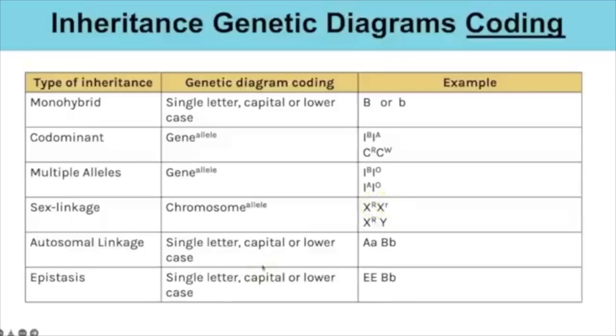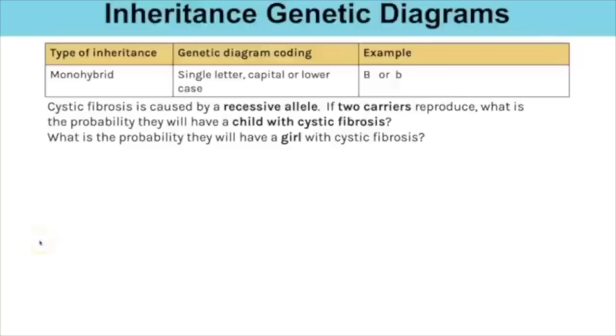Autosomal linkage is always linked to dihybrid because it's looking at the inheritance of 2 genes found on the same chromosome. So we can still use the capital and lowercase, but we'd have 2 different letters representing the 2 different genes. Epistasis would be the same idea as well, because they often don't link it to any of the other types of inheritance because epistasis is complicated enough. So now for the examples.